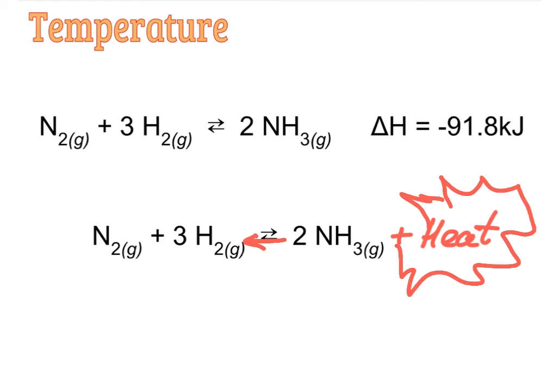If, on the contrary, I cool down my system, stealing energy from it, I might do it by putting a lot of ice outside of the tank. The system will try to compensate by increasing the speed of the exothermic forward reaction of synthesis, and the equilibrium will shift to the right.